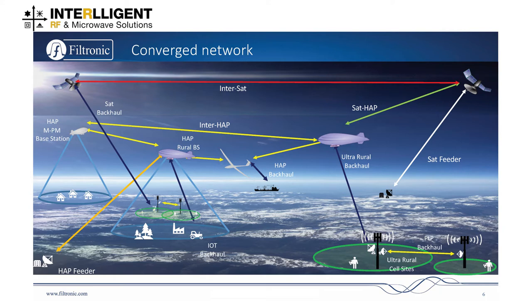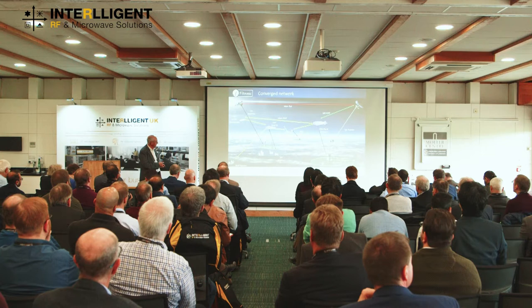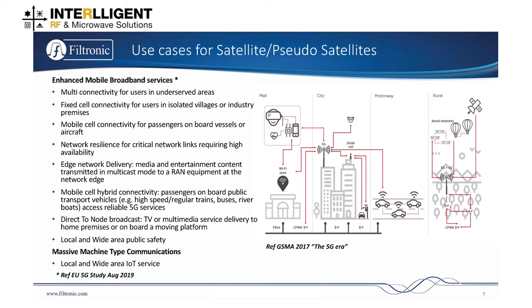The idea is that there are a number of different uses. We could imagine having essentially a base station serving users directly on the ground. It could be providing backhaul to remote areas, so local cells which are then backhauled through HAPS or through satellites. And then the Internet of Things could again be served by a base station on an airborne platform. So there's a wide variety of different use cases that are relevant. This is an output from a recent EU 5G study, outlining the use cases for what they call enhanced mobile services.